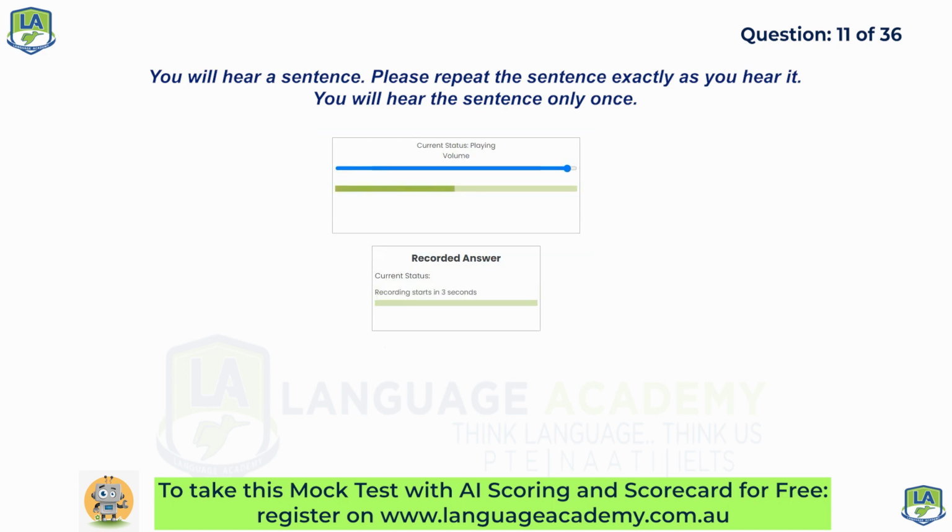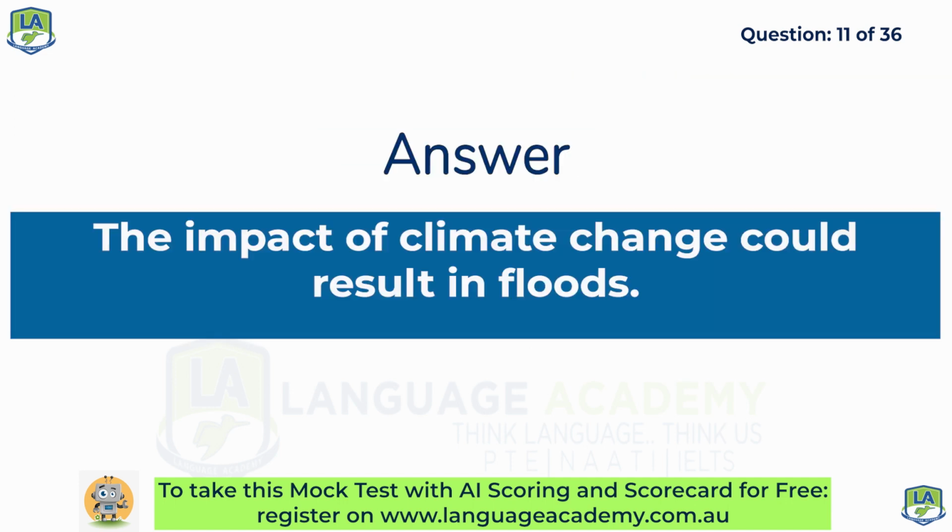The impact of climate change could result in floods.